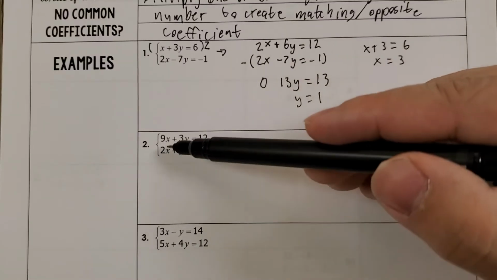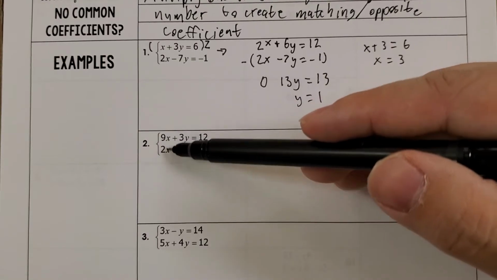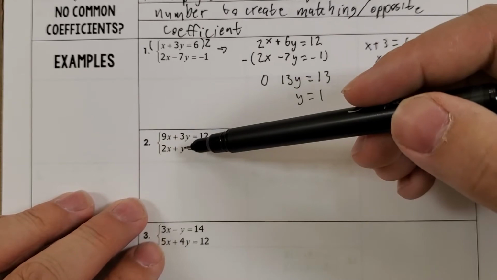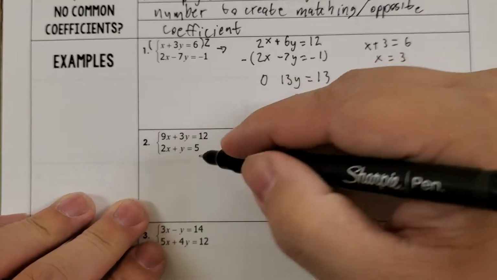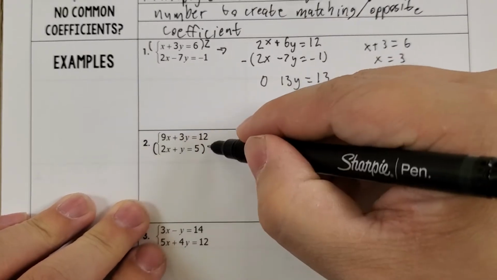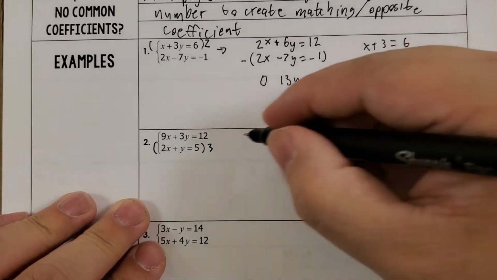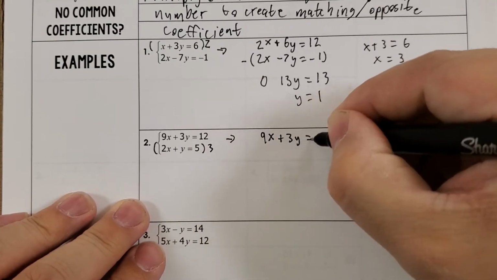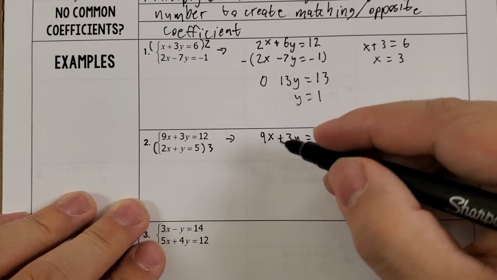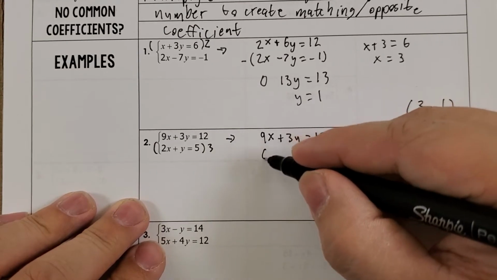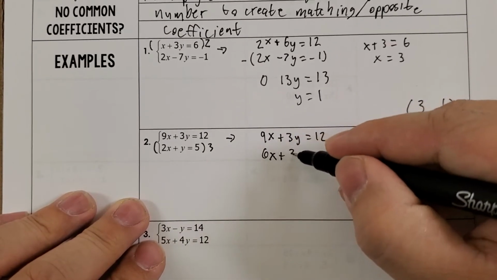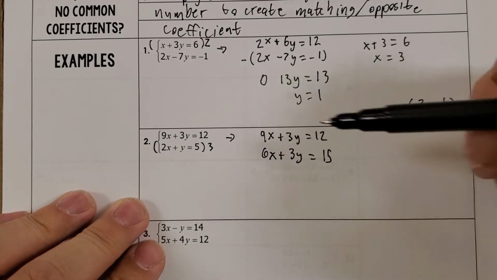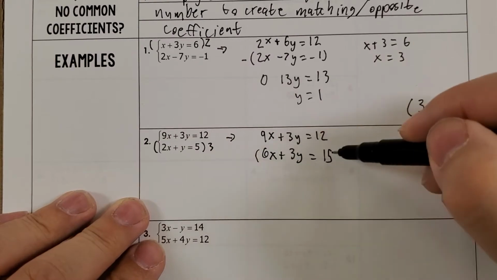In this case, I'm not going to try to make the x's the same, because the only way I can do that is by making these numbers 18, and that would be 2 steps, which is 1 step too many for me. Instead, I'm going to make the y's equal, and to do that, I just need to multiply this one by 3. The top one is the same. With the bottom one, I am tripling everything: 6x plus 3y equals 15. Then I'm going to take this one and subtract it.